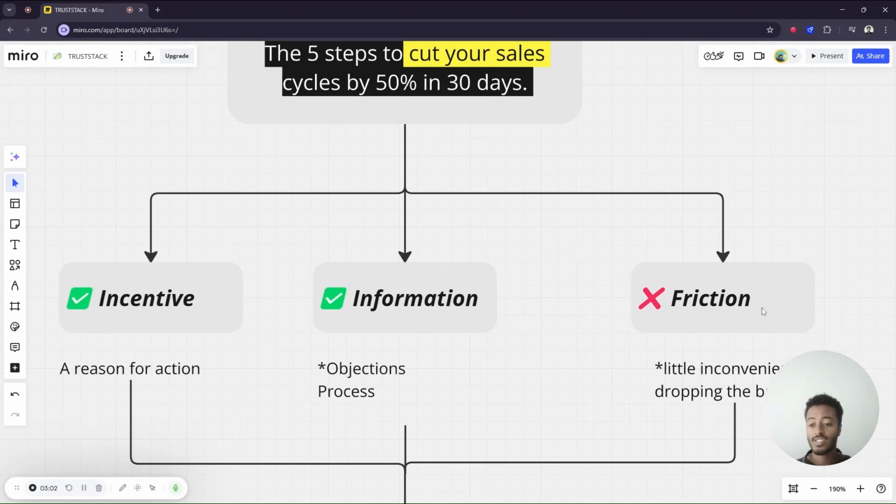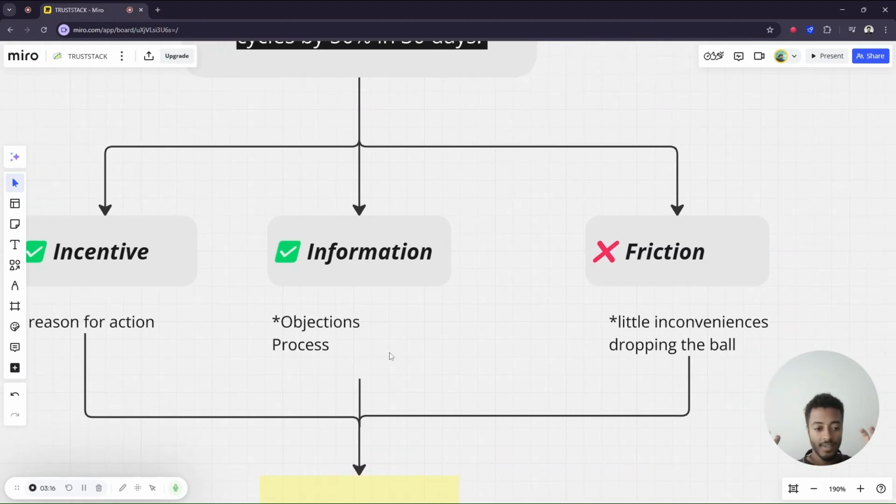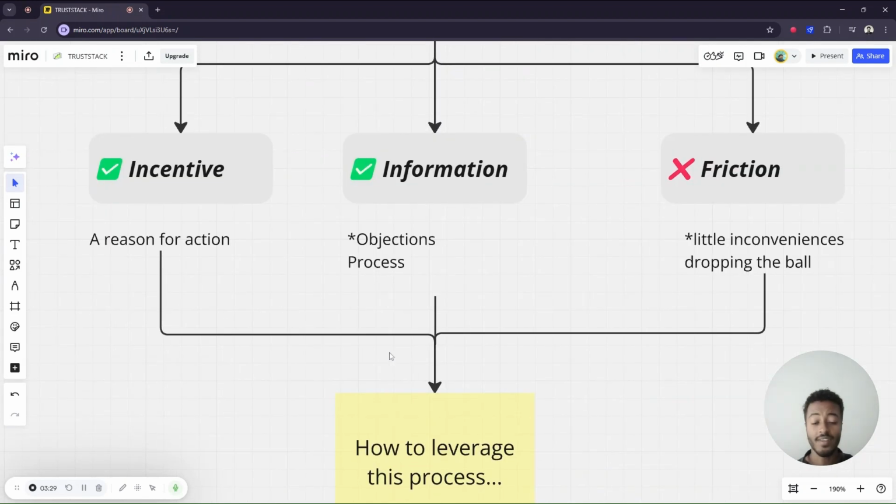Like I said, incentive is a reason for action. Information includes objections and information on the process that you're taking them through. Friction is little inconveniences. I like to call them little inconveniences, even though they seem little. They are friction nonetheless, and no friction is little because it could drop the ball and make you lose that lead in the end, right?